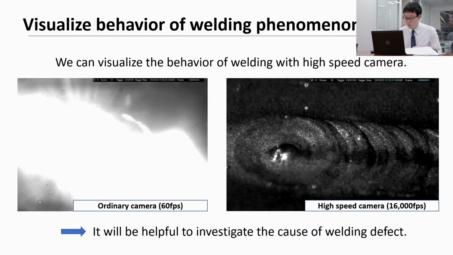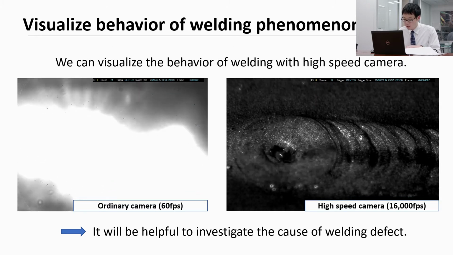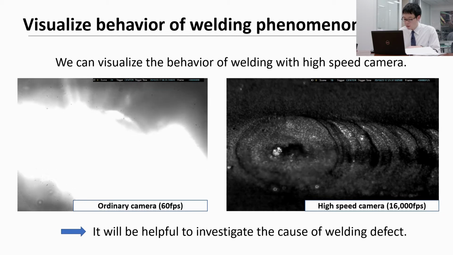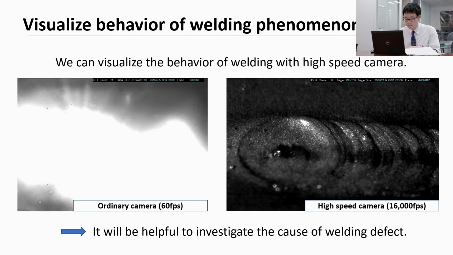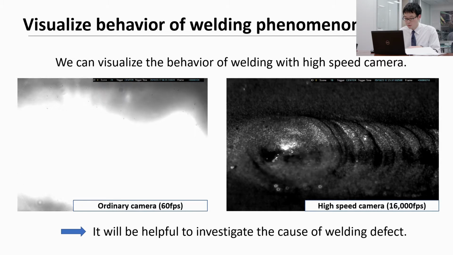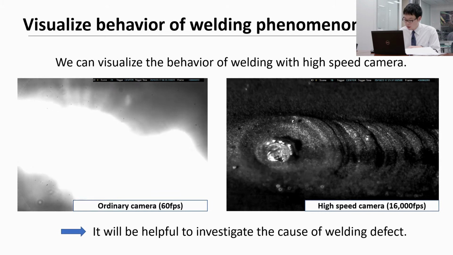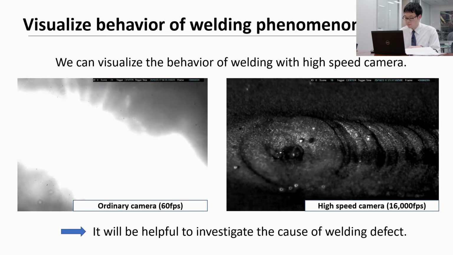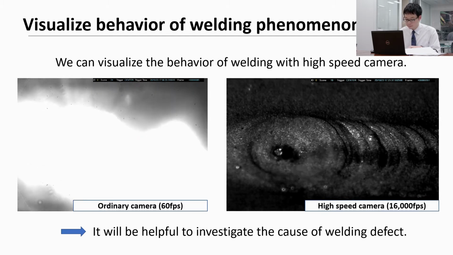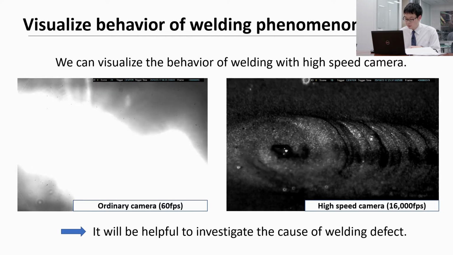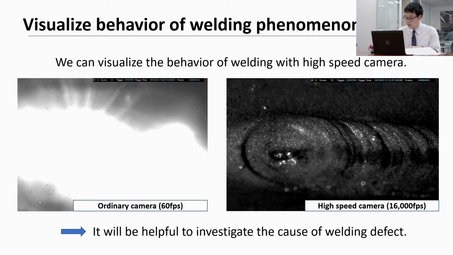Usually, when we shoot welding with an ordinary camera at 60 or 100 frames per second and without a filter, it is difficult to visualize the welding pool because it is interrupted by strong light, like the image on the left side. If we shoot the welding pool with a high-speed camera at over 1,000 and 10,000 frames per second and use an appropriate filter blocking the strong light, we will be able to visualize the welding pool clearly. By observing the welding pool, it can be helpful to investigate the cause of defects in welding.